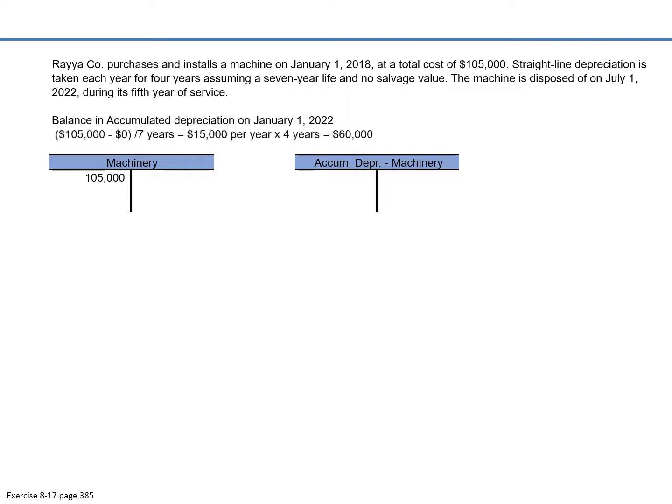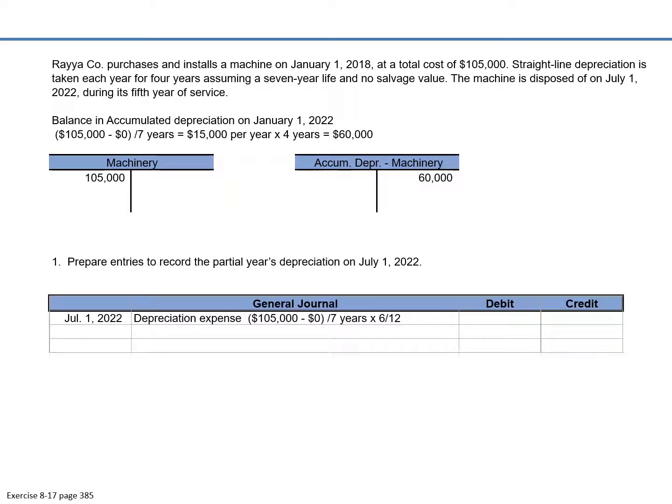So there's our T accounts. Our balance in accumulated depreciation, if we take $15,000 per year times 4 years, that's $60,000. So prepare the entry to record the partial year's depreciation on July 1st, 2022. If a full year is $15,000, half year is going to be $7,500, right? So depreciation expense, debit $7,500, and accumulated depreciation credit for $7,500.